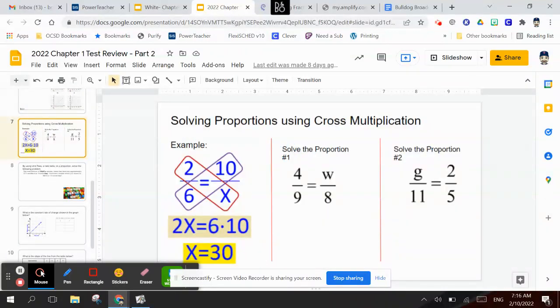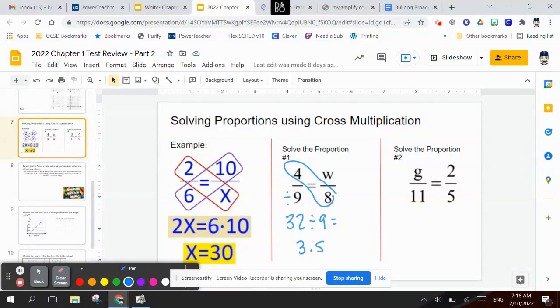So solving proportions using cross multiplication. Hey, this is what I've been doing this whole time. So when we take a look at proportions, we're going to cross multiply and divide by the only number left. So here's a variable, so I can't multiply 9 times that, so I'm going to multiply 4 times 8, which is 32, and I'm going to divide that by the only number I have left, which is 9. 32 divided by 9 is 3.5 repeating, and that equals W.